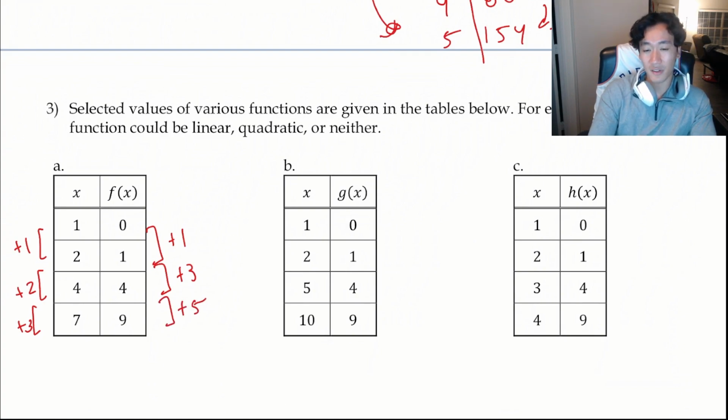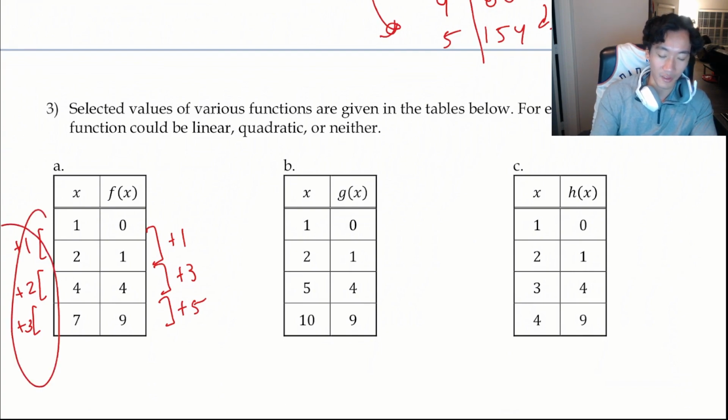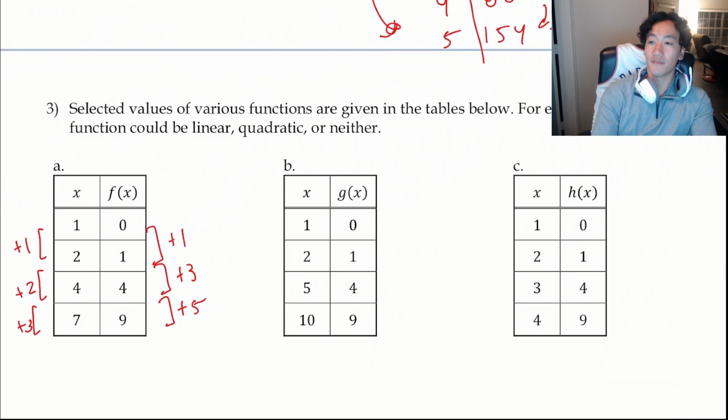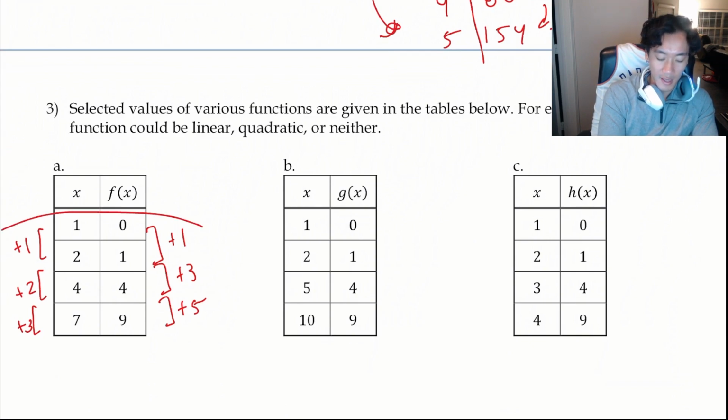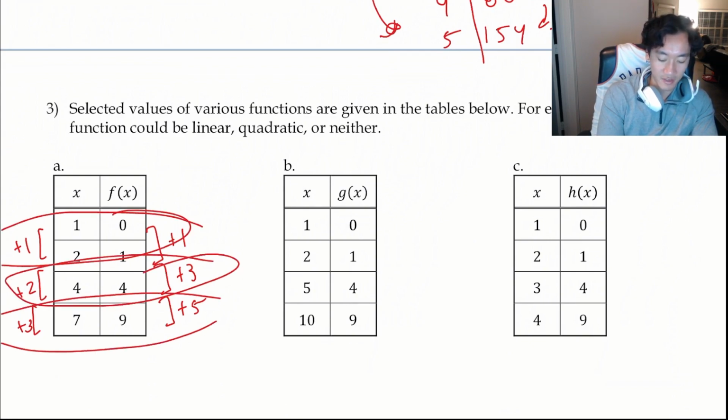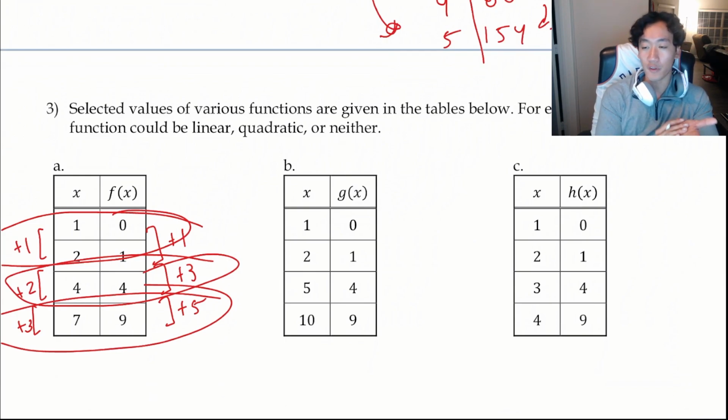With that alone, I can already tell that this is going to be neither. The reason I say it's neither is that I didn't find a pattern right off the bat for the x values. Typically, the x values should just have a difference of 1 right off the bat, adding 1 each time. That alone tells me this is not linear, since every single average rate of change here is different: 1 over 1, 3 over 2, then 5 over 3. All of those slopes are different, so there's no way it's linear.